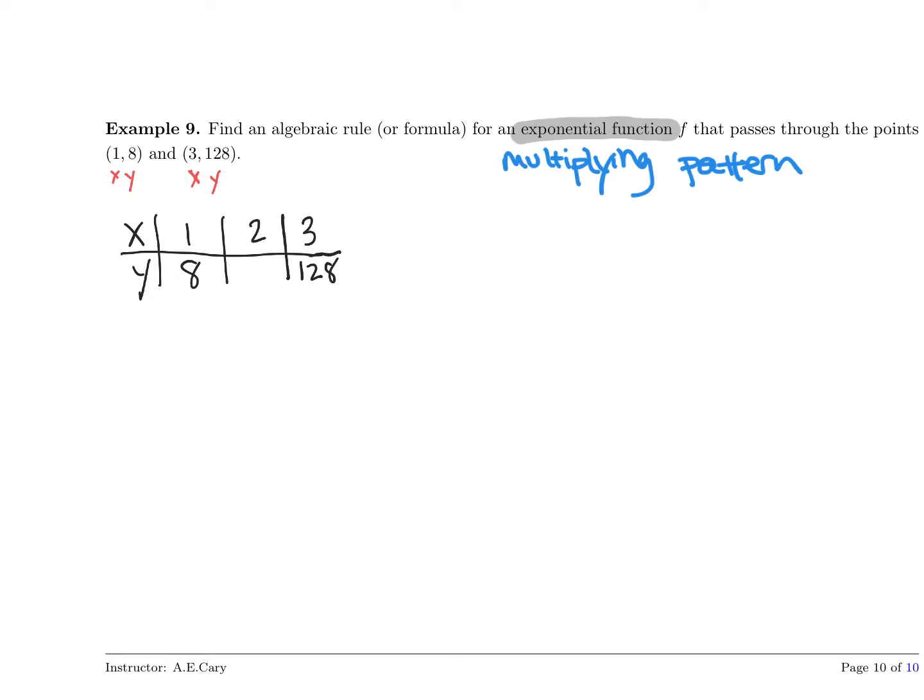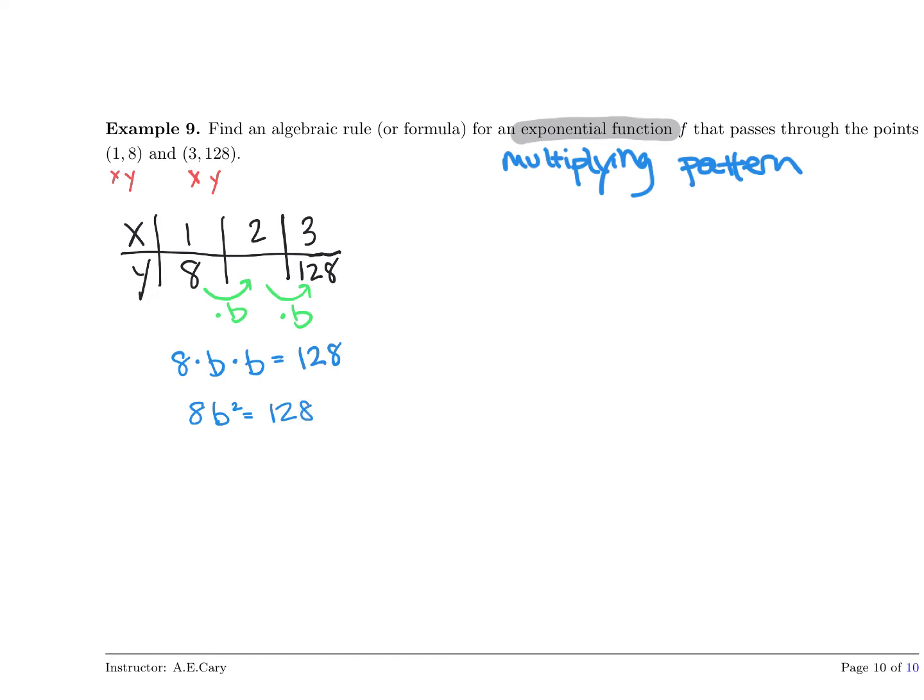Now, I don't know what I have to multiply by each time to get to 128, but I do know that I have to multiply by something. Let's call it b. And then from the y value at 2, I need to multiply by that same b value again to get to 128. So the way we can think about this is that 8 times some b value times that same b value is going to get me to 128. That's because we have this multiplying pattern. Another way we can write this is that 8 times b squared gets us to 128.